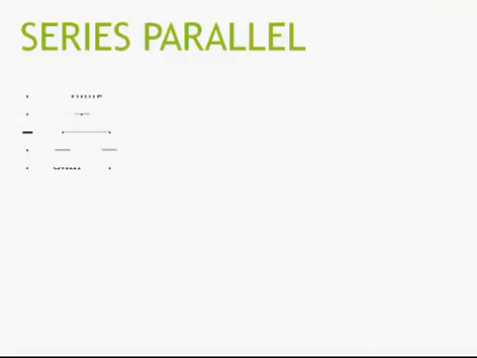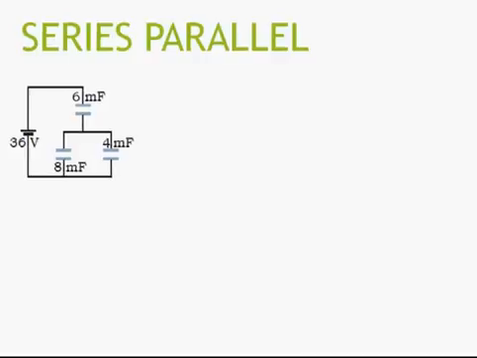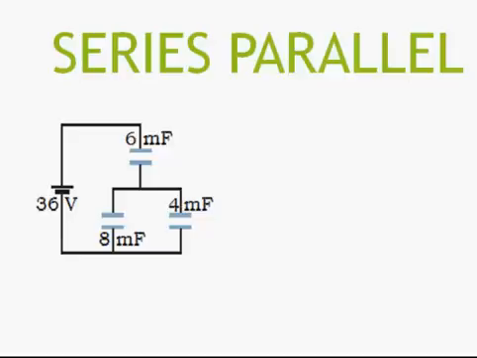Let's see a circuit. This is a mixed combination, some series and parallel. There's a 6 millifarad capacitor, 8 and 4 millifarad, and a 36 volt battery. Now the 6 millifarad is not in series with either 8 or 4, because the charge on 6 will be different than the charge on either 8 or 4, but the charge combined on 8 and 4 will be equal to 6. But we also see that 8 and 4 are themselves purely in parallel.